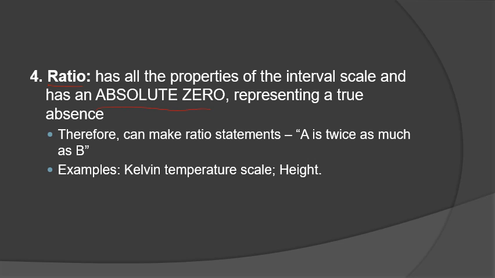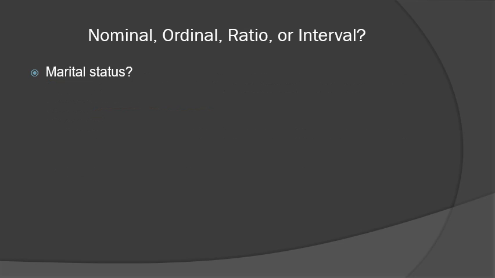So when we look at things like height when measured from the ground, Kelvin temperature scale, most things that we look at, weight, just about everything we measure where 0 is an absence of is a ratio. Let's actually look at some examples here, or kind of look at some questions. So think about these for a second as I'm going through them.